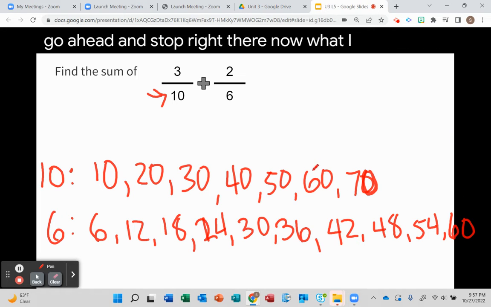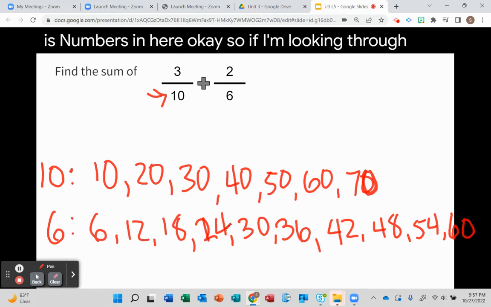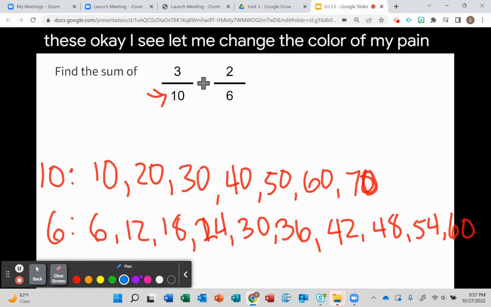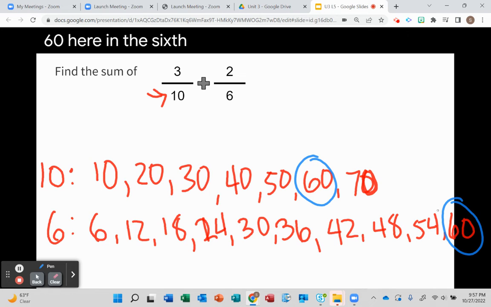Now, what I have to do is see if there are any common numbers in here, okay? So if I'm looking through all of these, I see, let me change the color of my pen. I see a 60 here in the 10, and I see 60 here in the 6. So I know that is a common multiple because those are something they both have in common.